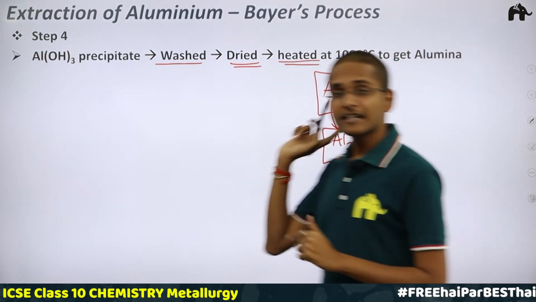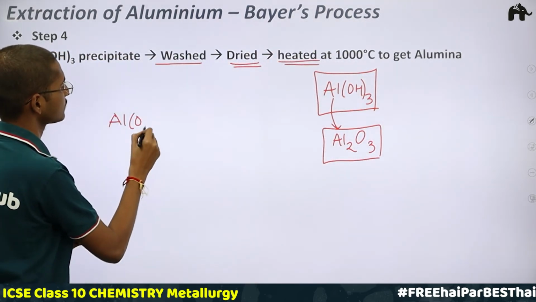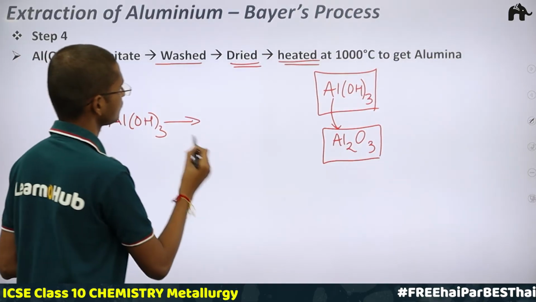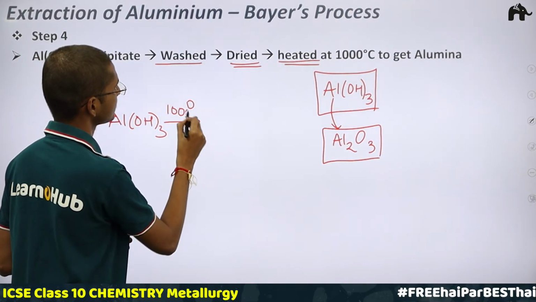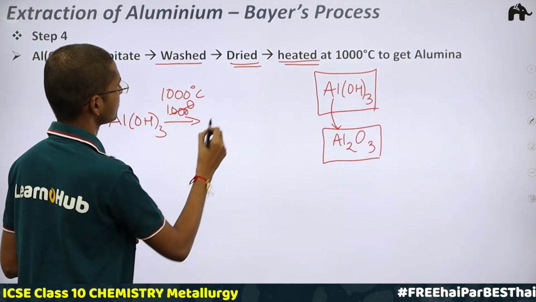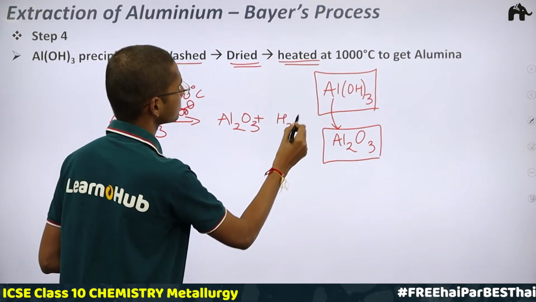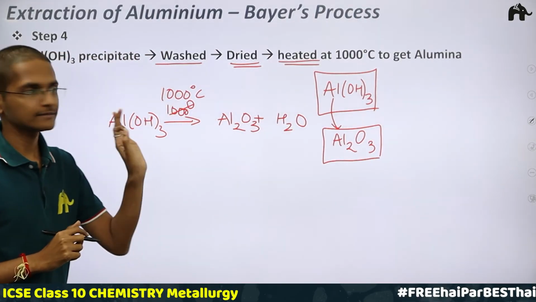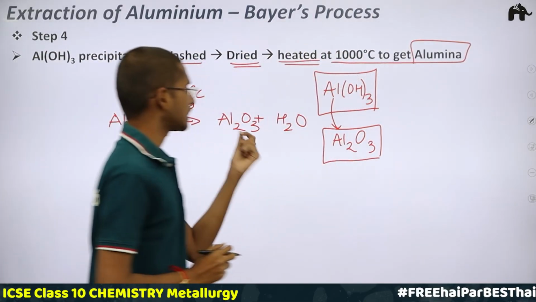Now we are going to heat it at 1000 degrees Celsius. Now very high temperature. So this aluminum hydroxide, we are going to heat it at 1000 degrees Celsius. Okay, my degree went too much big. 1000 degrees Celsius to form, it would give us alumina and water. And finally we would get our alumina.